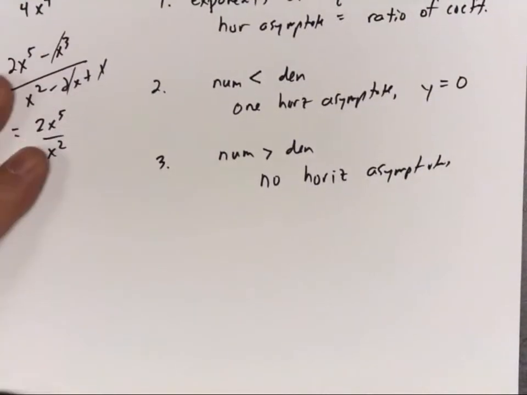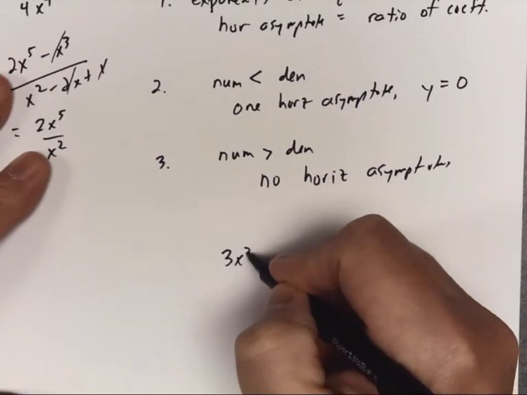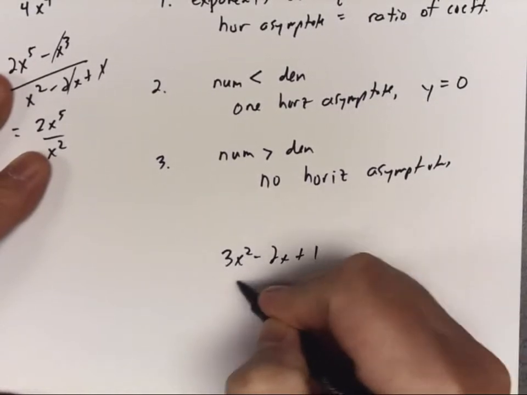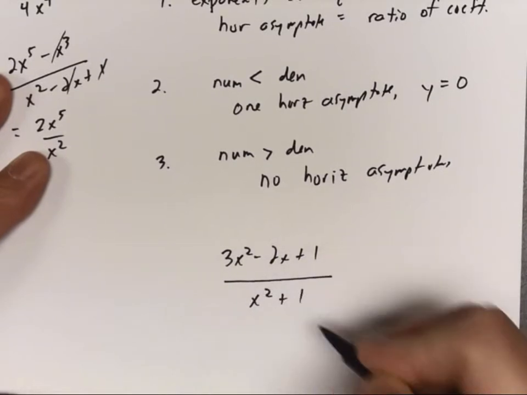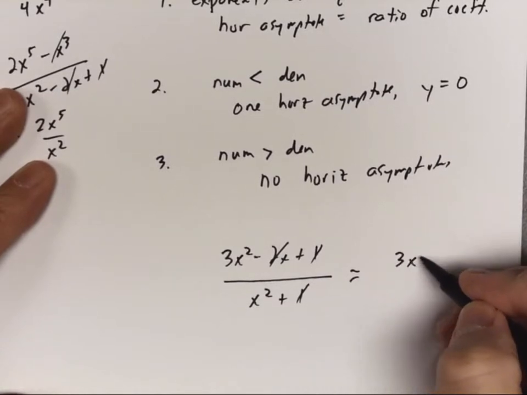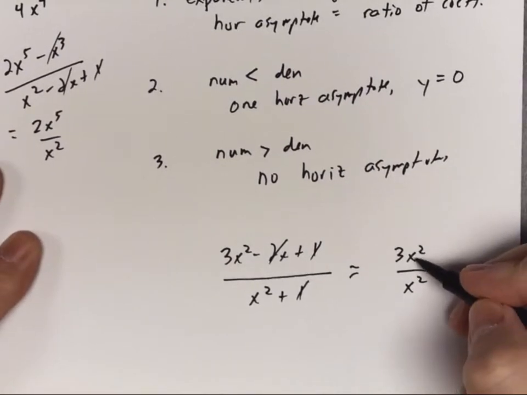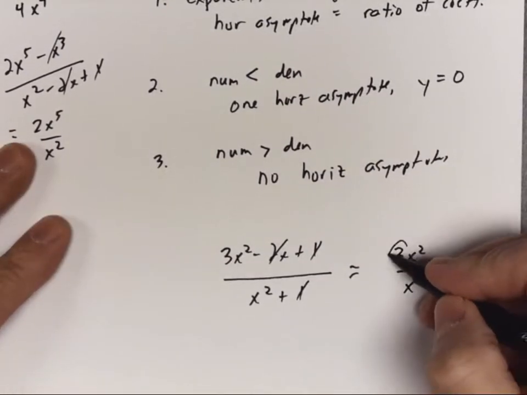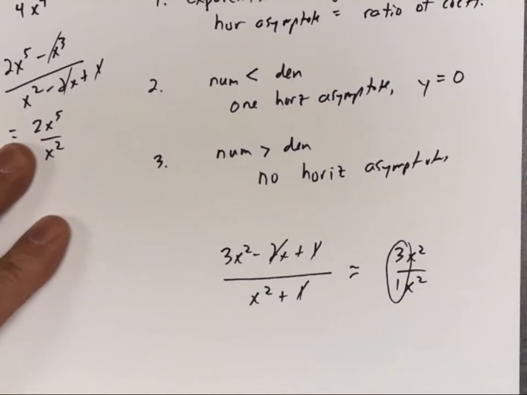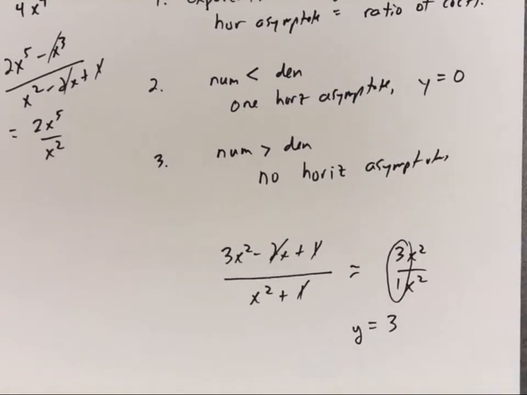Let's do a couple other examples. What if I was going to try and find horizontal asymptotes for this? You eliminate everything but the leading terms. So now we're at 3x squared over x squared. And now, since the top and bottom are the same, it's just the ratio. You can think of a 1 being here. And you would have a horizontal asymptote of y equals 3.